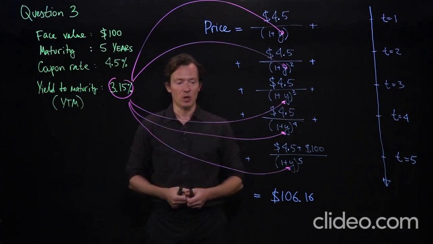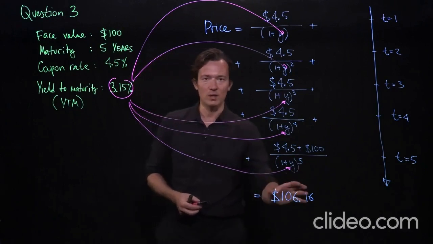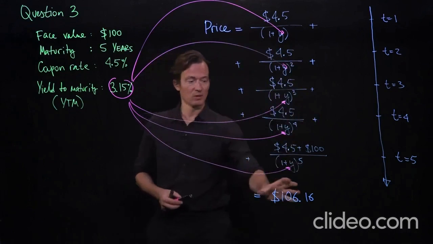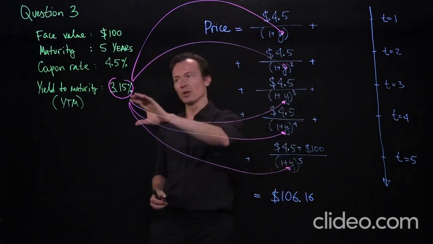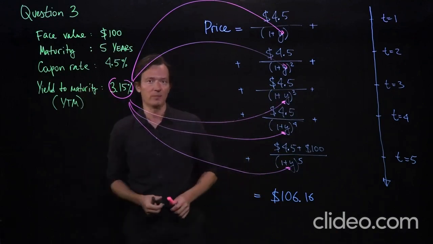In the next question, I will give you a bond with a given bond price, and I will ask you to do the converse calculation. So from given price, we will learn how to compute yield to maturity on a given bond.